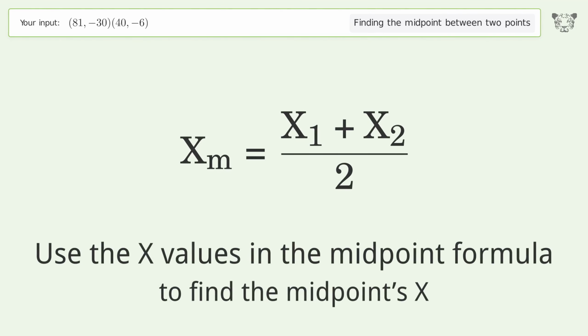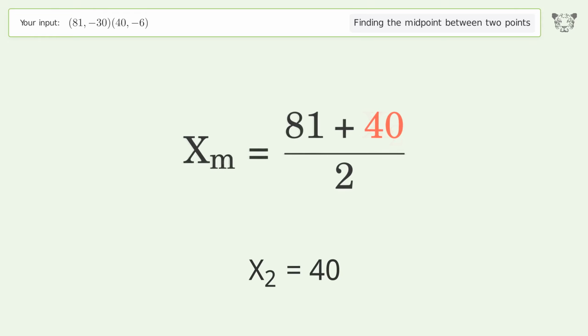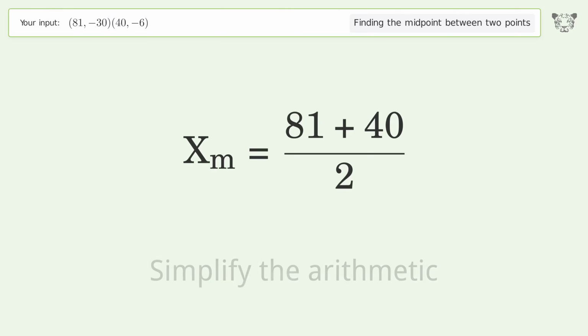Use the x values in the midpoint formula to find the midpoint's x. x1 equals 81. x2 equals 40. Simplify the arithmetic.